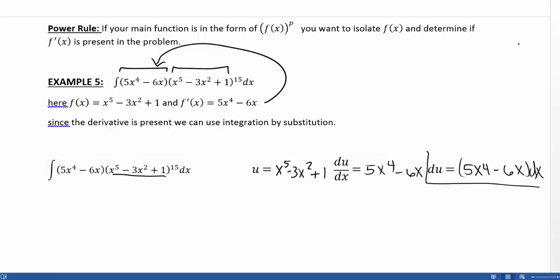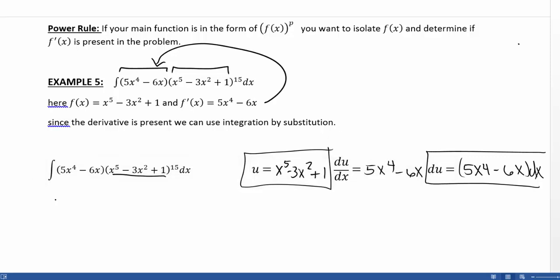So again, we need our du and our u in order to be able to complete our substitution. Finding our u is one of the hardest steps of the problem. Once we can find that, we can find the other pieces we need. So our u, again, was the function that's being raised to the power, but without the power included.